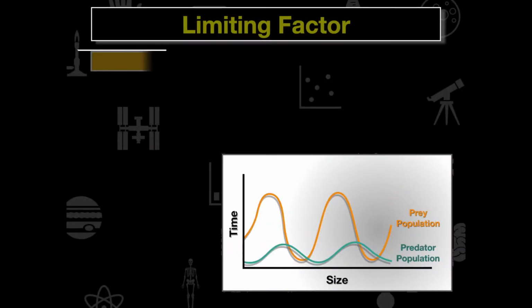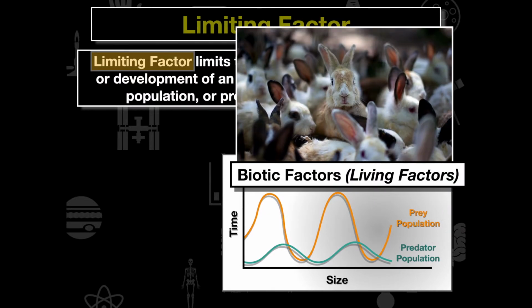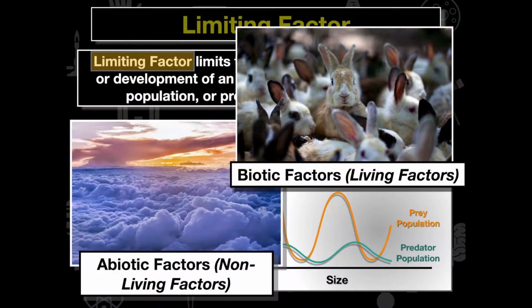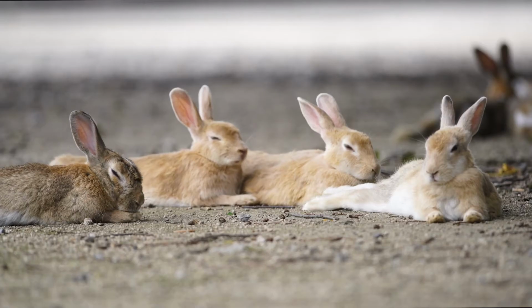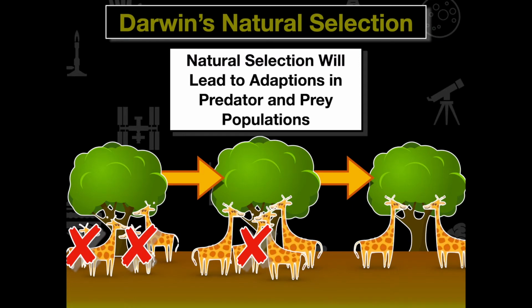Now, as we look at these limiting factors, remember there are biotic limiting factors like the quantity and size of the population of prey, but also abiotic factors, non-living factors. Those are going to be the size of the environment, the weather, natural disasters, etc. So as we think about how these adaptations occur, we want to be thinking about limiting factors.